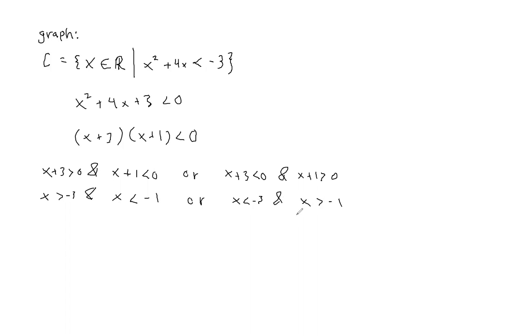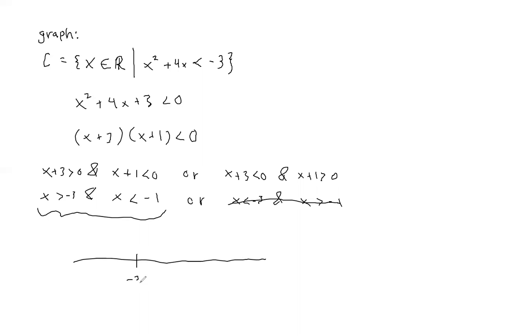So let's take a look at this, for example. I can't have a number that is simultaneously greater than -1 and less than -3. So what we can do is cancel that possibility out. And all we're left with is this. Can I find a number that's greater than -3 and less than -1? Indeed, this one is possible. So this is the only portion that we're going to graph.